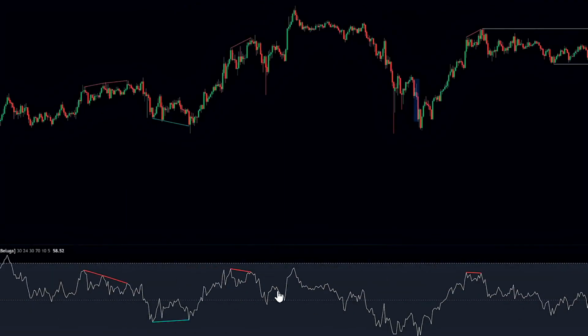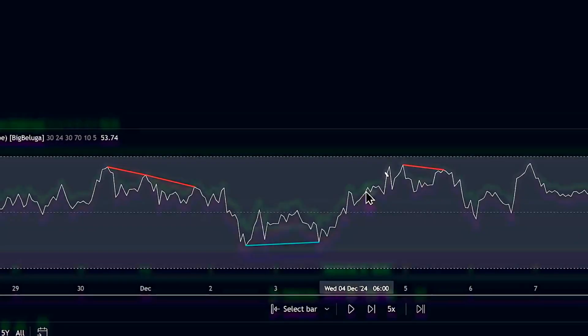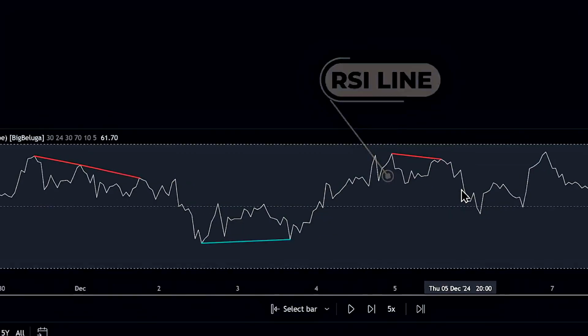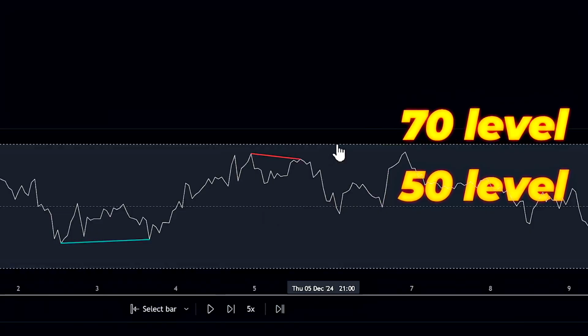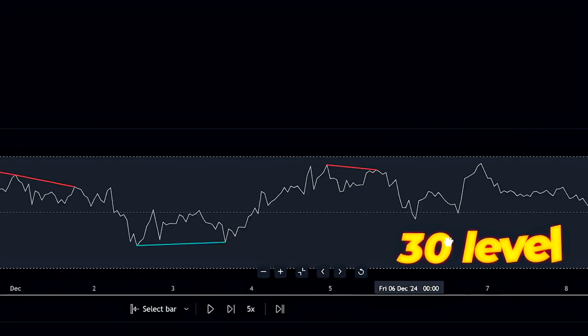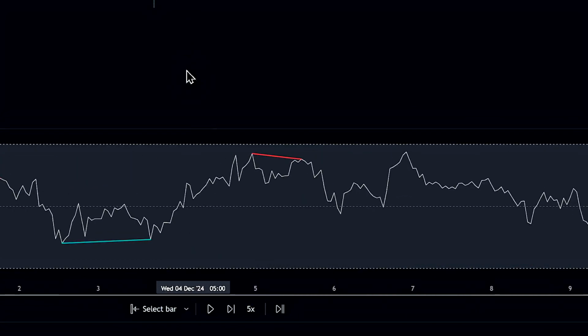Down at the bottom of the indicator, you've got this RSI section. The white line is your RSI line, and it comes with all the classic RSI goodies. The 50 line smack in the middle, the 70 line up top for overbought, and the 30 line at the bottom for oversold. This RSI part is all about spotting divergences.